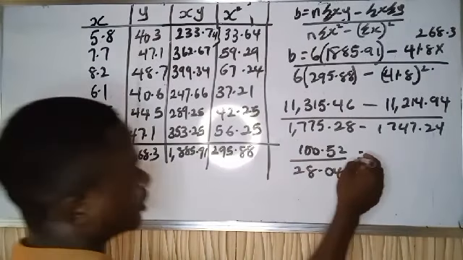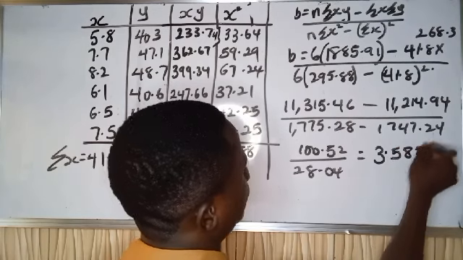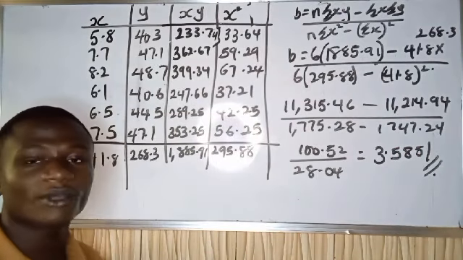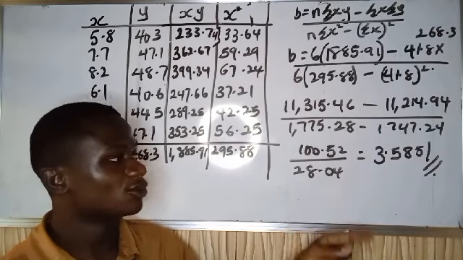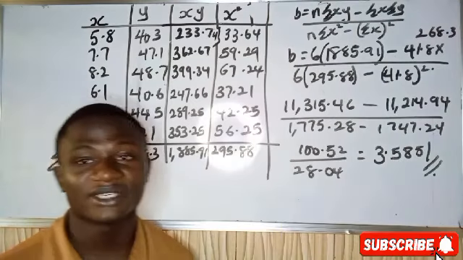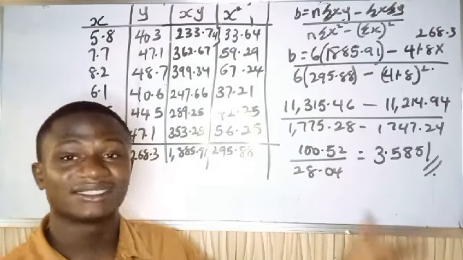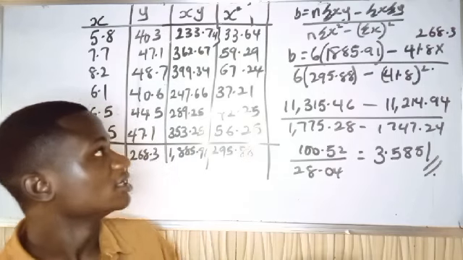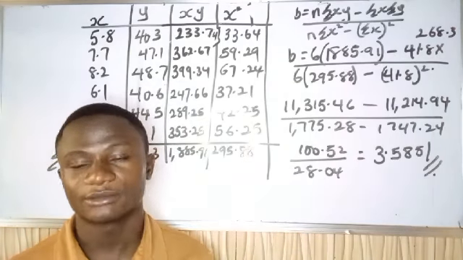If you do this, you get 3.5851. So your variable cost, which is your B, is 3.5851. So variable cost per unit is 3.5851. If you had used the high and low method, it might only give us probably like 3. That's why they said this method is actually very accurate, more than the high and low method.